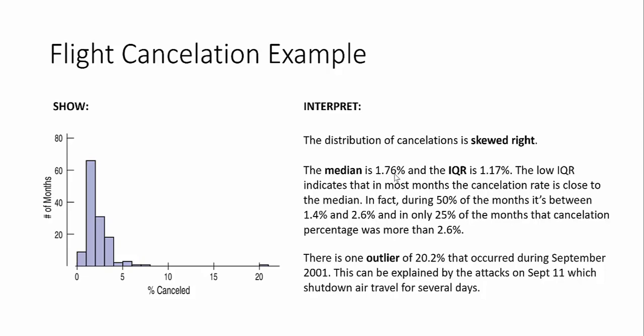And then the last part we want to mention is that outlier. This outlier turned out to be a 20.2%. And it turns out that occurred during September 2001. So that can be explained by the attacks on September 11th, which shut down air travel for several days. So typically with outliers, you try to come up with a reasoning for that, especially if you go farther in your data analysis. Sometimes we eliminate outliers completely. We know that they're totally going to skew the data, and they were very special circumstances.